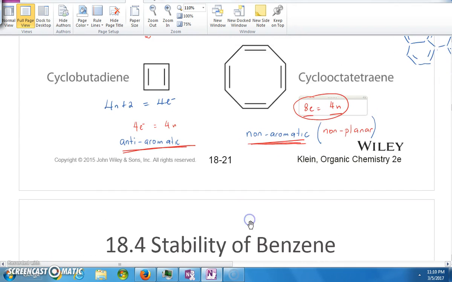But before we go any further, I just want to say something. When considering the relative stability of aromatic compounds, aromatic is the most stable.